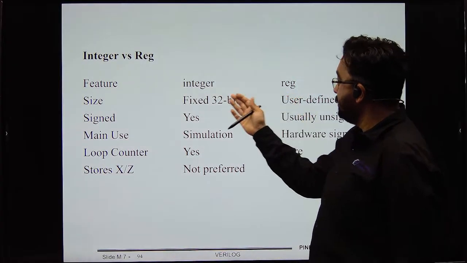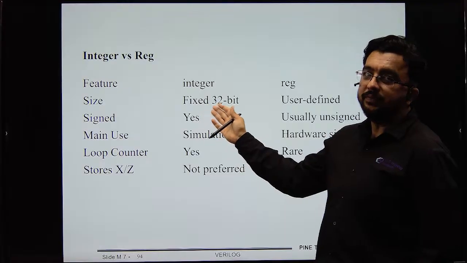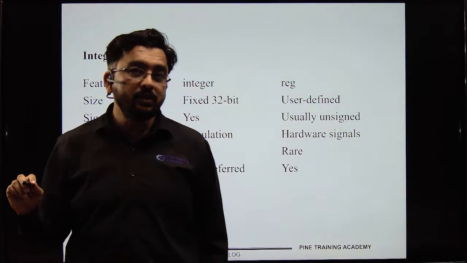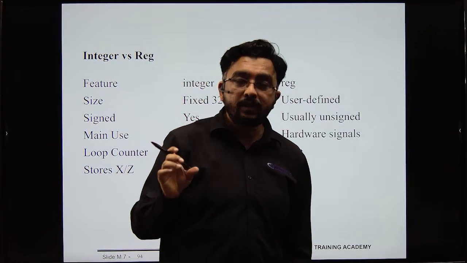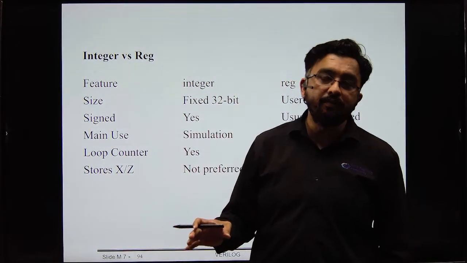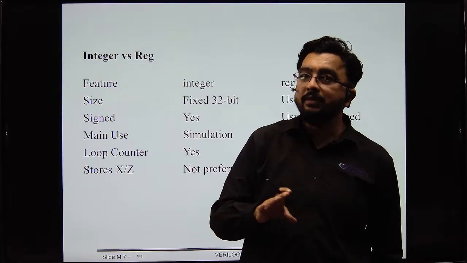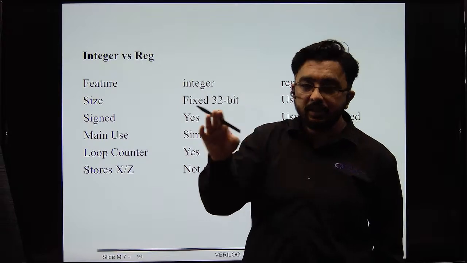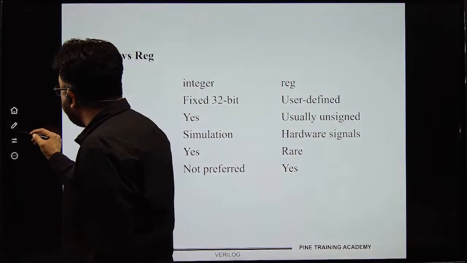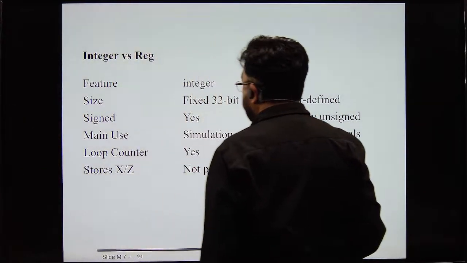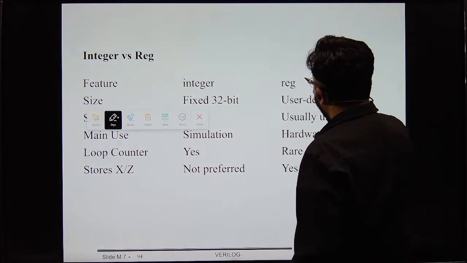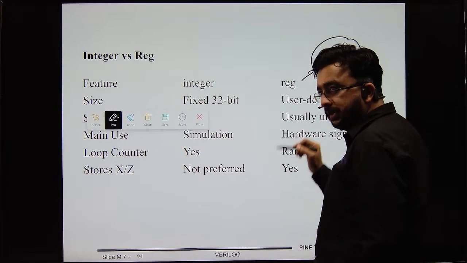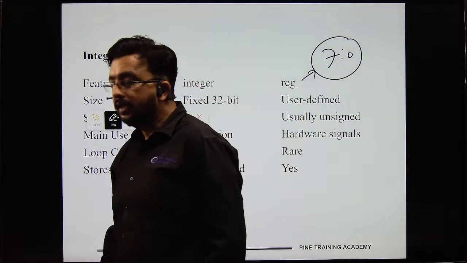So reg size, so integer size is fixed. Reg is user defined. Okay, reg is user defined, like when you want to do it in vector form, especially in vector form. So if you are writing [7:0] or [1000:0], basically you are defining the size in reg. That is 7 down to 0. Okay, so basically this is a size defined by the user.